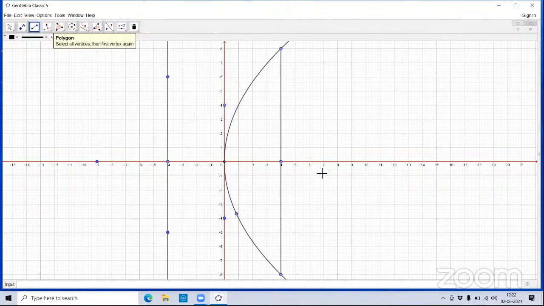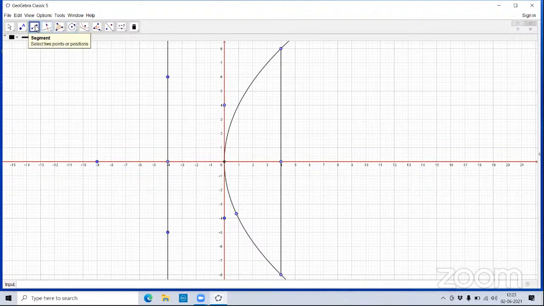This is a chord, first, because it is passing through the 2 points on the parabola. Second, it is also a focal chord because it is also passing through the focus. And it is also a double ordinate. Why is it also a double ordinate? Because it is perpendicular to the axis of the parabola. And it is also called latus rectum because it is passing through the focus and is perpendicular to the axis.